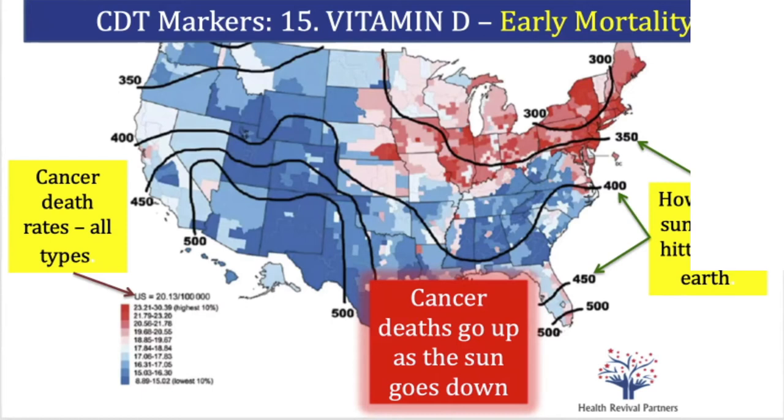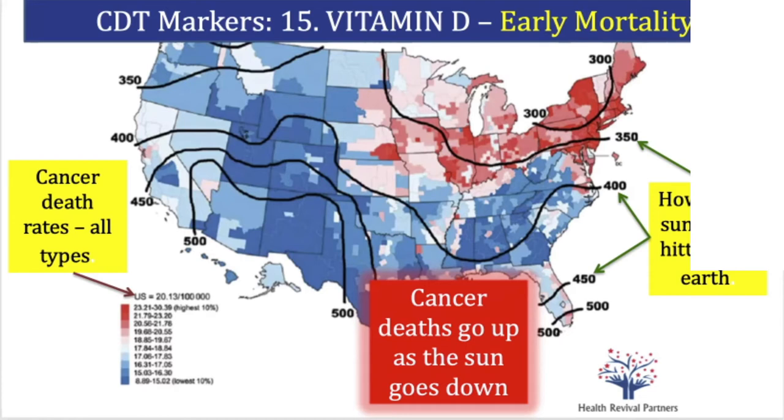And then these lines are from NASA. Has nothing to do with the CDC, just an overlay. And these lines are how much sunlight is hitting the Earth. And of course, the more sunlight, if you're out in the sun, you're synthesizing all kinds of nice molecules on your skin, including vitamin D in its natural form, which is D2, D3, D4, D5, other isomers, and other molecules that aren't well studied or understood that your skin synthesizes.